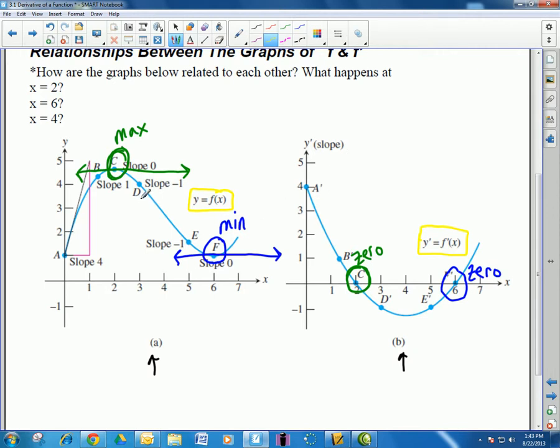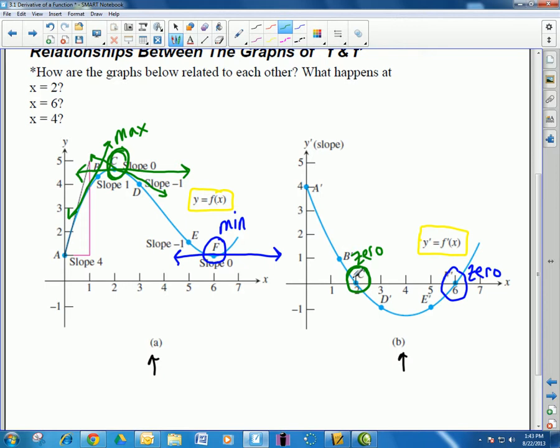Anyway, so now if this is the maximum, think about the slopes going up to the maximum. If I drew another tangent line here, those slopes on the left side of this maximum are all positive, and on the right side of this maximum, all the slopes are negative. So the slopes go from positive to negative at this maximum. Look up here. What are the y values of this graph? They're positive.